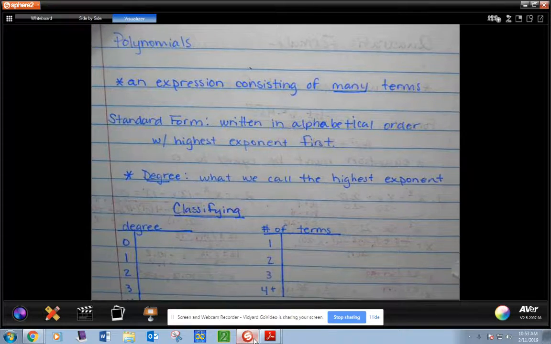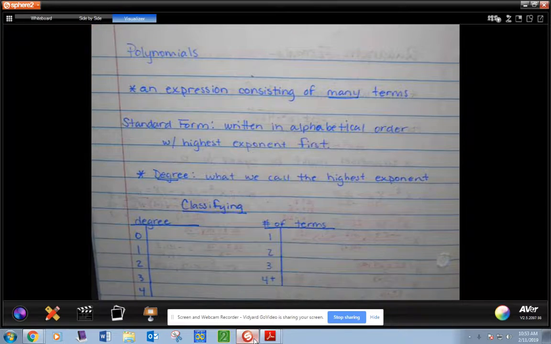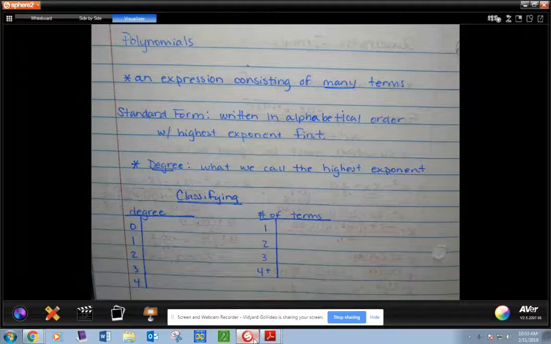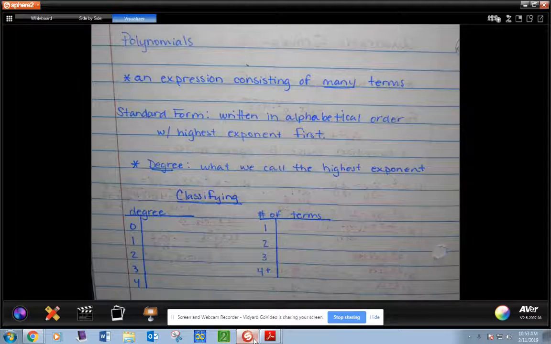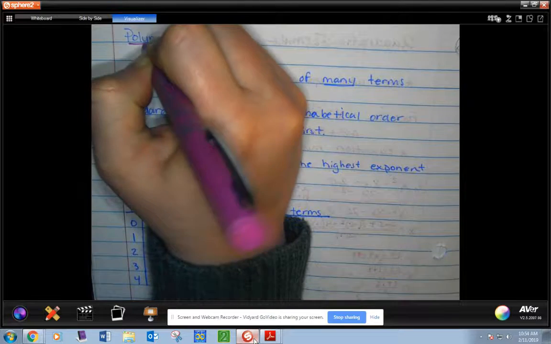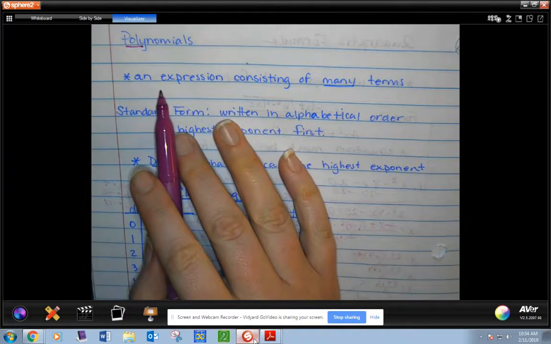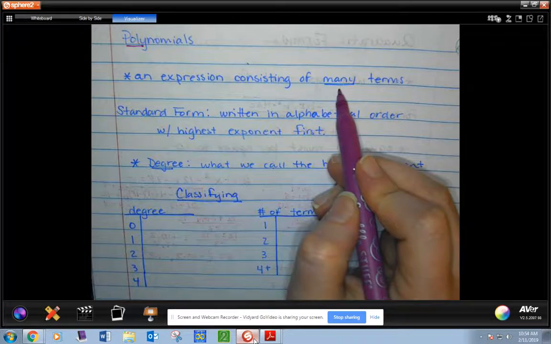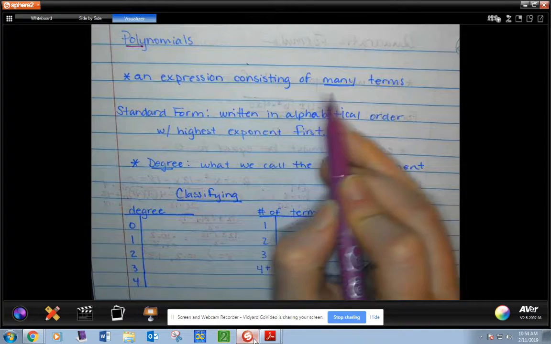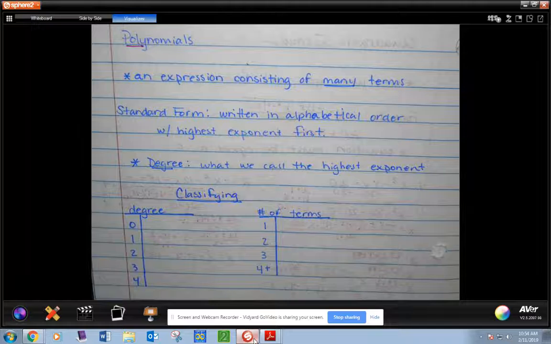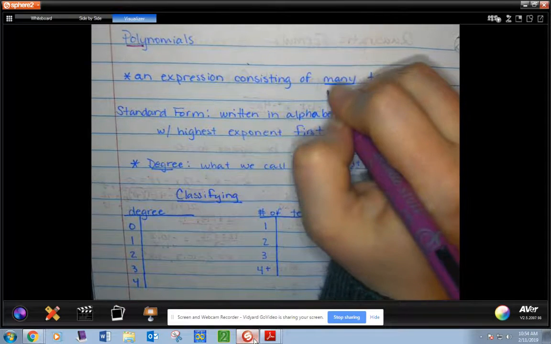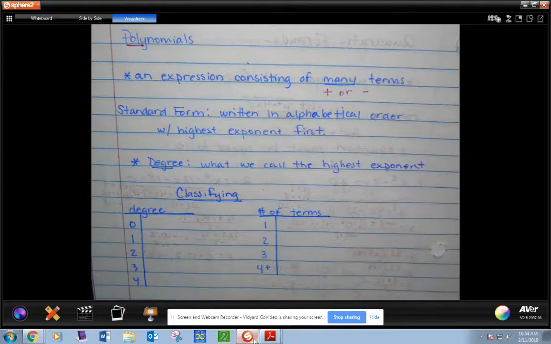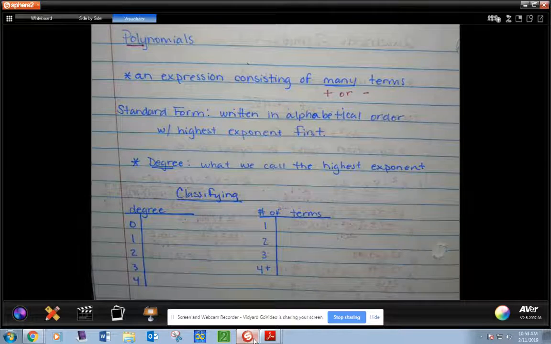I'm going to zoom out just a little bit so you can see all this part. So if you want to pause and write that for me really quick, and then once you have it written, unpause and I'll go over this part, and then we'll have some examples. Okay, so polynomials. The first thing I want you to do is underline the poly, because poly means the word many, which is why I wrote an expression consisting of many terms. Okay, they're going to be split up, the terms, by a plus or a minus. So you're looking for plus and minus signs today.